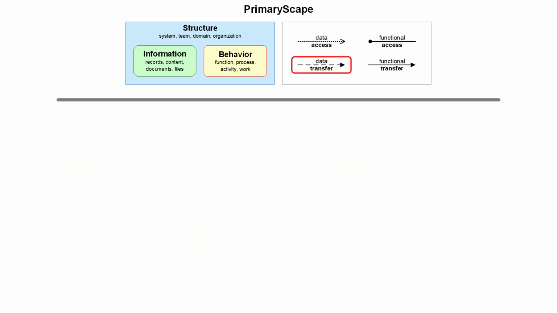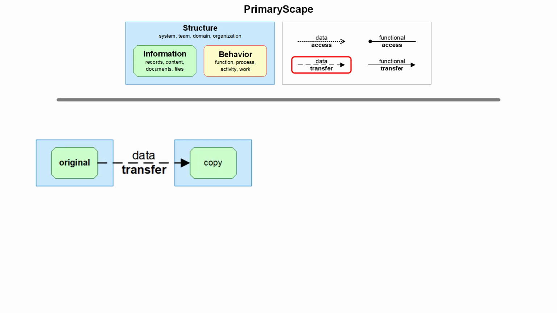Now for the data transfer relationship. The data transfer relationship is using a dashed line with a solid arrowhead. The data transfer relationship is typically shown between information shapes. Data transfers can be exact copies, or it can involve transformations. Such details can be discussed and captured outside of the diagram or in other more detailed diagrams.